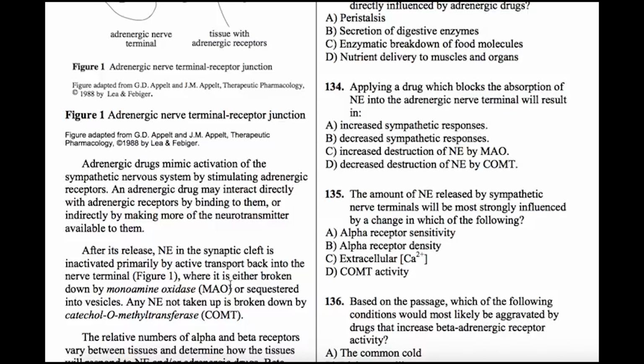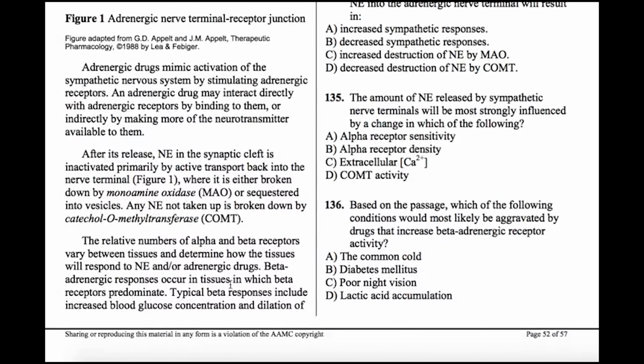An adrenergic drug may interact directly with adrenergic receptors by binding to them, or indirectly by making more of the neurotransmitter available to them. After its release, norepinephrine in the synaptic cleft is inactivated primarily by active transfer back into the nerve terminal. That's what we're talking about with reuptake, where it is either broken down by monoamine oxidase, or sequestered into vesicles. That makes sense.